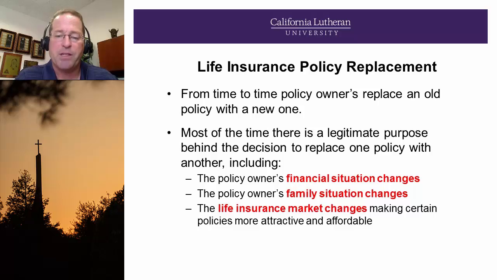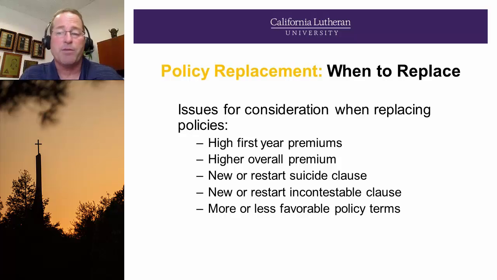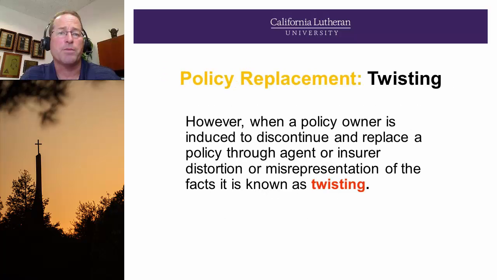Second being the policyholder's family situation changes, divorce being common, death being another. And the last being the life insurance market changes, making certain policies more attractive or more affordable. If the underlying cost of the life insurance decreases, the policyholder may be able to replace that policy and pay lower premiums on the same amount of coverage. Issues for consideration when replacing policies are high first-year premiums, higher overall premiums, new or restarting the suicide clause, new or restarting incontestability clauses, and more or less favorable policy terms.